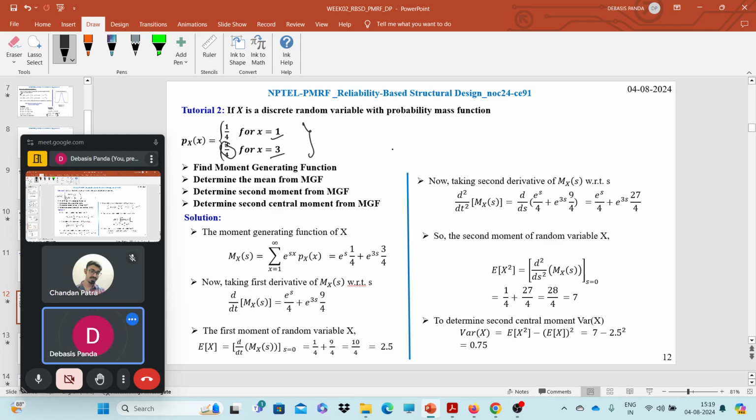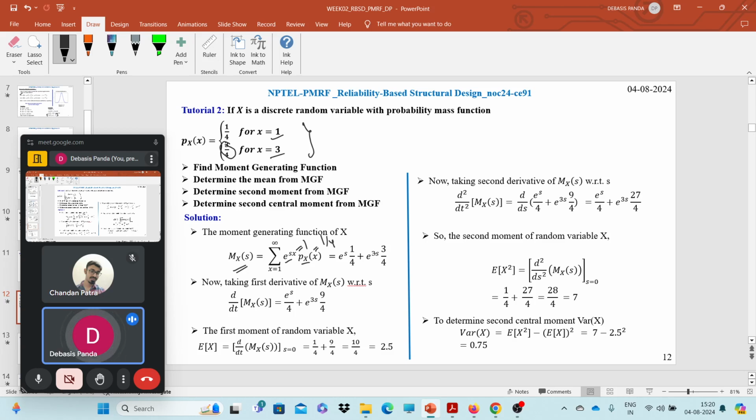The first question says to find the moment generating function of this random variable. How can we find it? We have already seen the moment generating function for a discrete random variable. It's nothing but e to the power sx multiplied with your probability mass function. So here it will be a simple problem to solve, as we have only two values of x. For x equals 1, we put e to the power s, and the value of p x of x is 1 by 4. So e to the power s multiplied by 1 by 4 plus, now for x equals 3, we have another value.